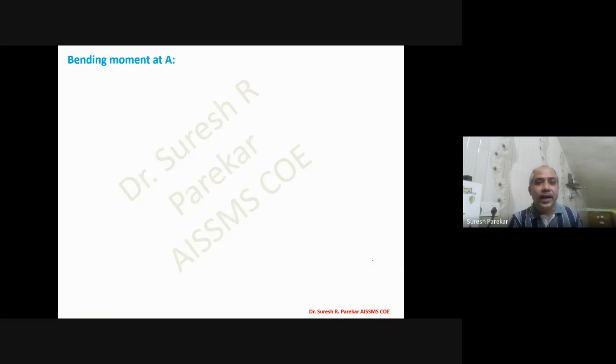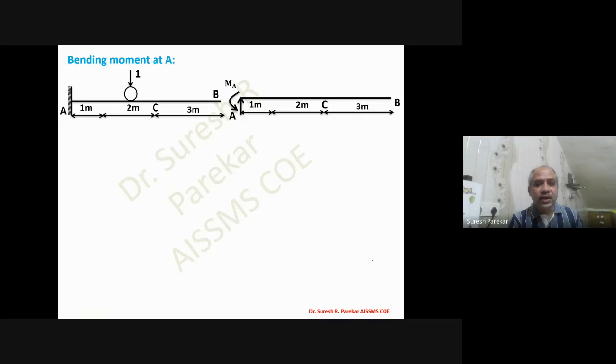And then we have bending moment at A. For bending moment at A, we have to write down one equation only because everything is on the right of A. So we have an equation, and this will be the FBD of B maybe.